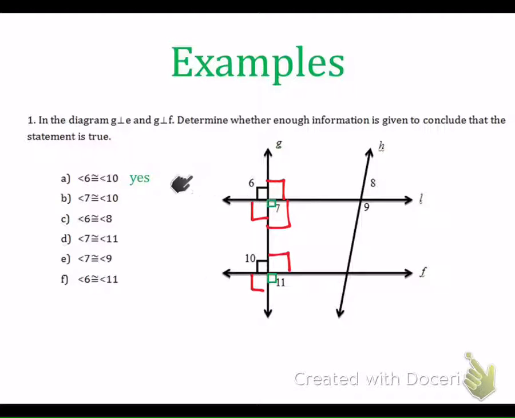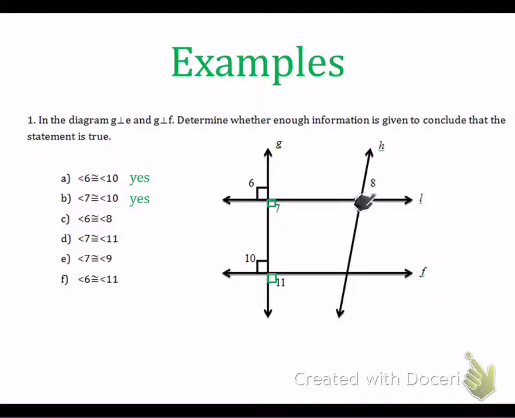But angle 7 and angle 10, are those two congruent? Yeah, same reason. They're both right angles. If you can show that they're both right angles, they're going to be congruent. What about angle 6 and angle 8? Are those congruent?